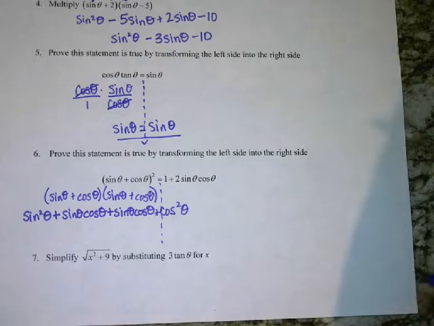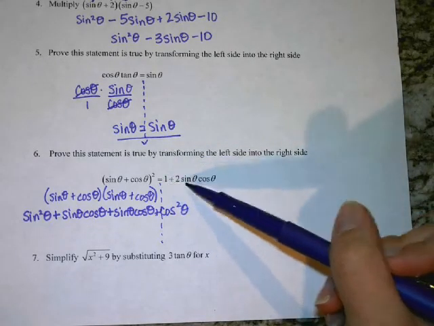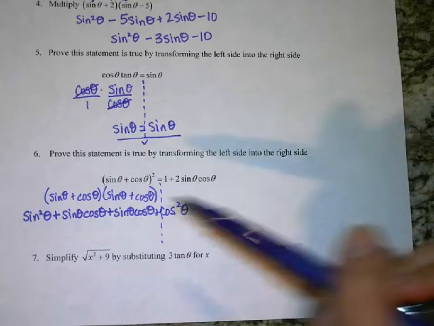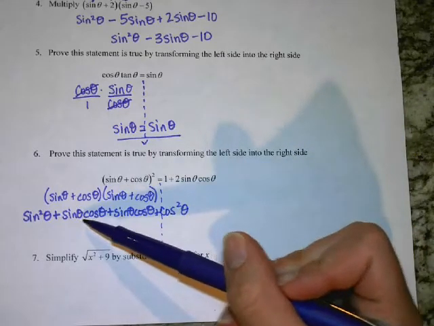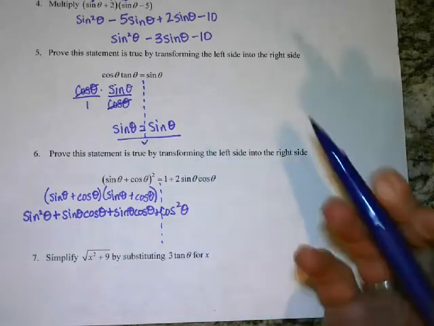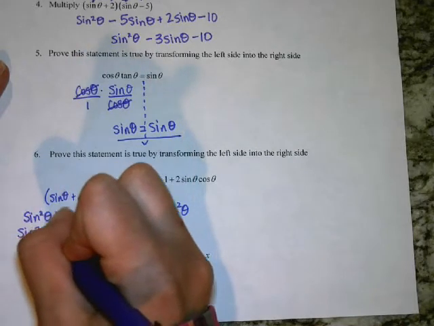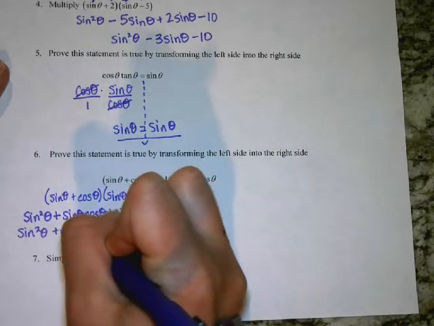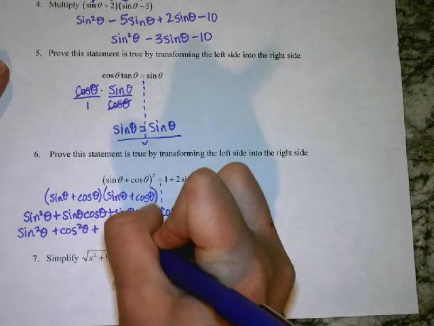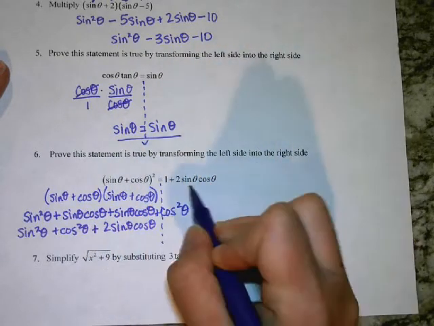Okay, now pause for a second and look at what we're trying to get to. I need 1 plus 2 sine cosine. Well, I've got 1 sine cosine there, and I got another sine cosine there. So I have 2 sine cosines. Okay, so let's rearrange it. I have sine squared theta plus cosine squared theta plus 2 sine theta cosine theta. Okay, so I have that part.